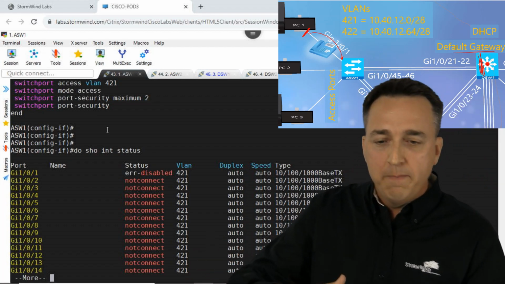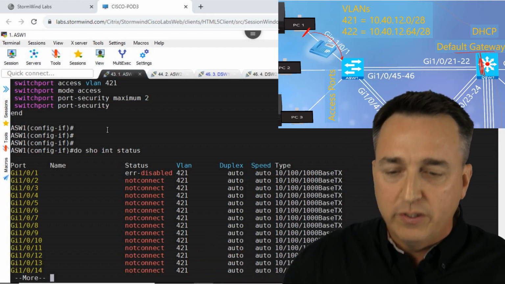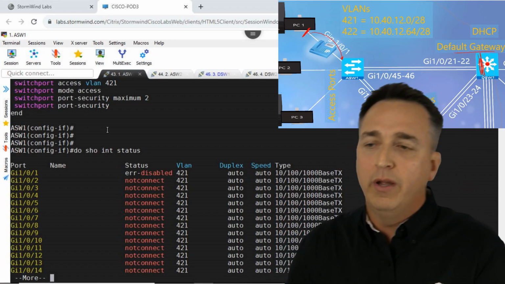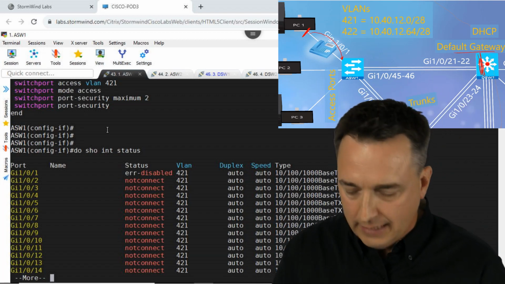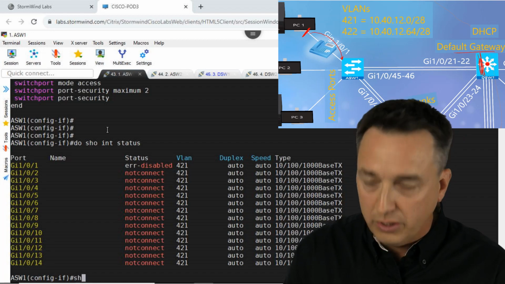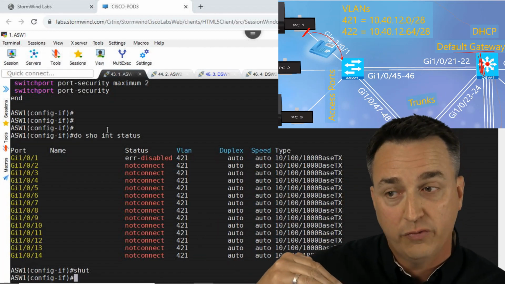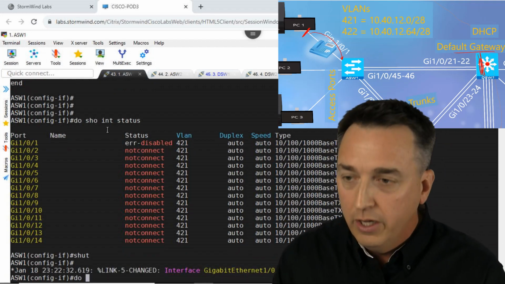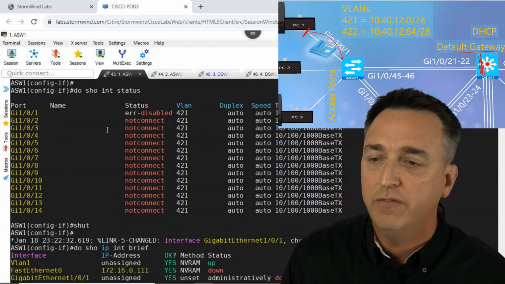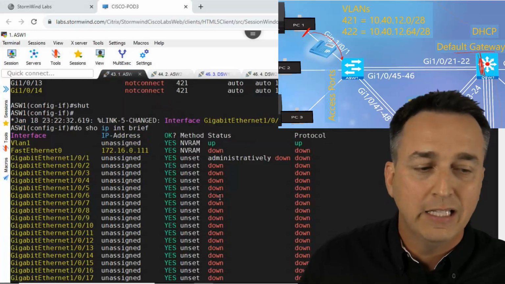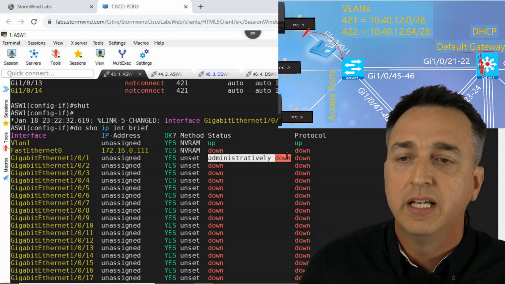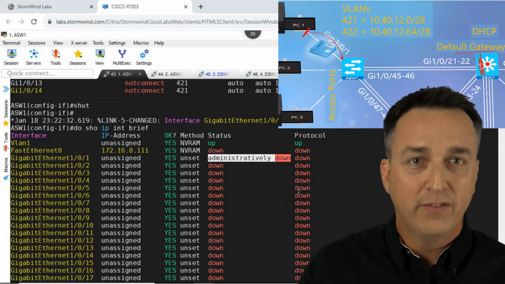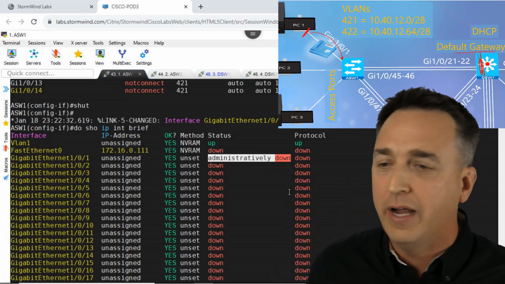We have to do what? We have to shut, no shut. Exactly. So what we're going to do is type in shut to shut down the interface. So now it's administratively disabled. Let me show you that output. Do show ip interface brief. So folks, this is what it looks like if it is shut down by an administrator. That's the difference. That's the key thing right there.